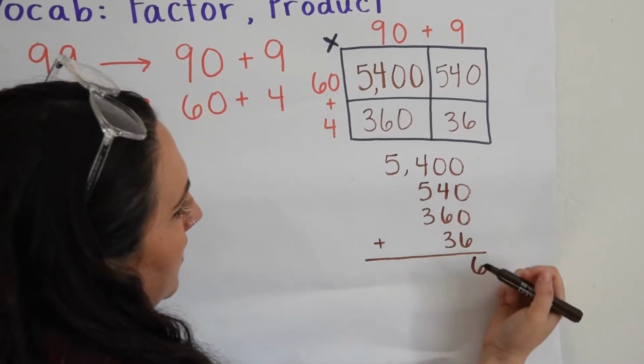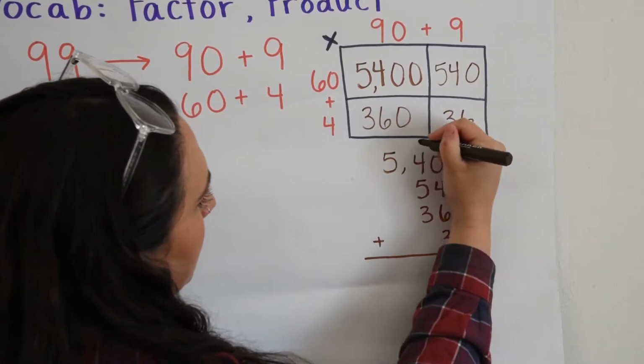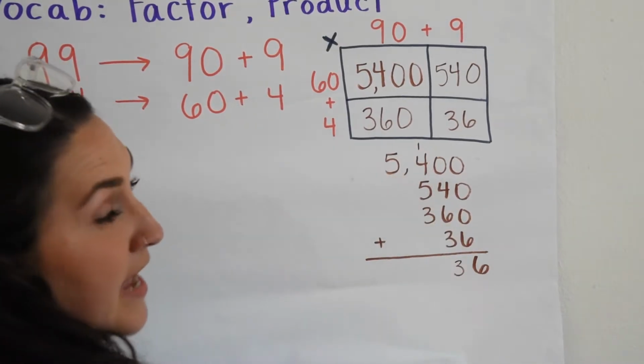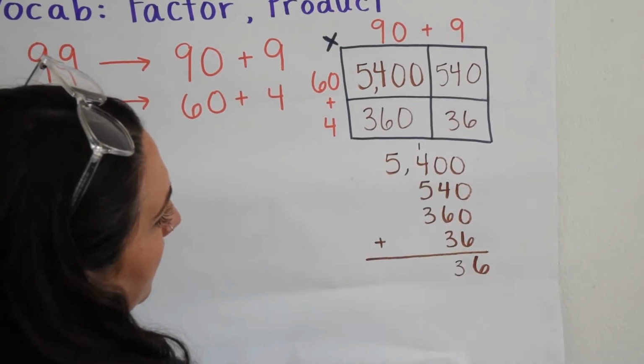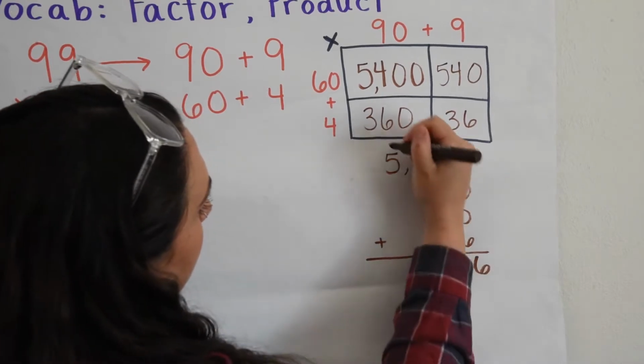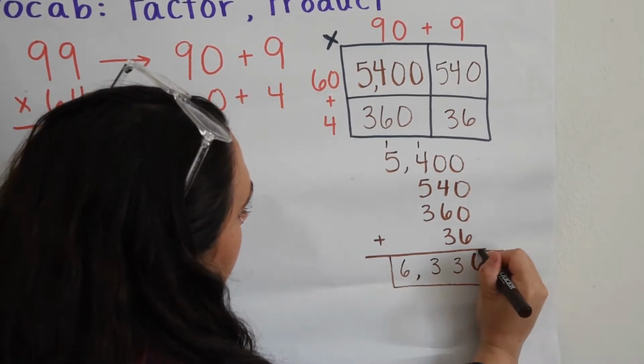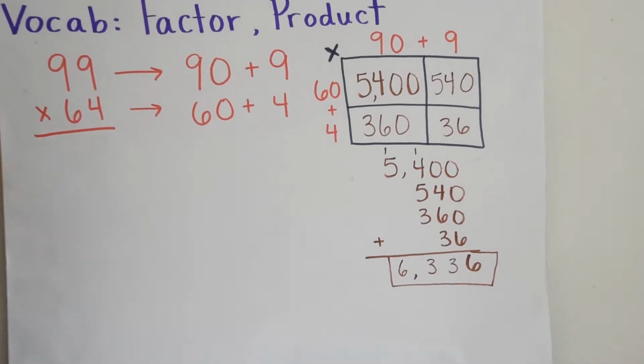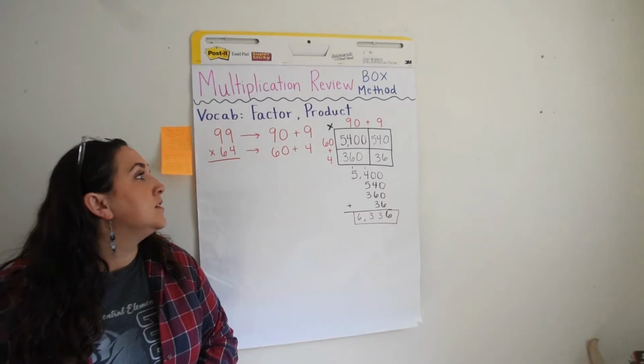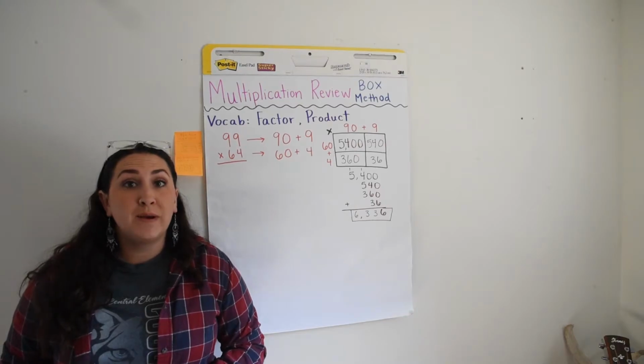And I can come down here. 6 plus 4 is 10, plus 3 is 13. Carry my 1. Don't forget to add that 1. 9, 10, 13, and 6. Our answer is 6,336 erasers. So that's going to be reviewing our 2 by 2 digit.